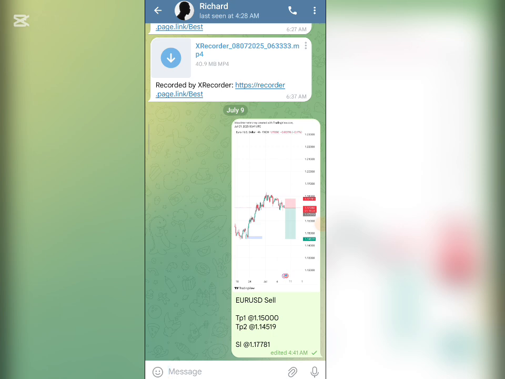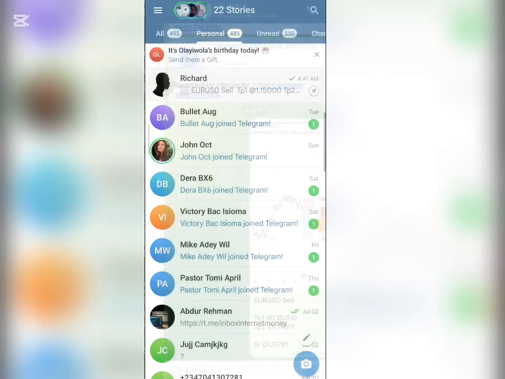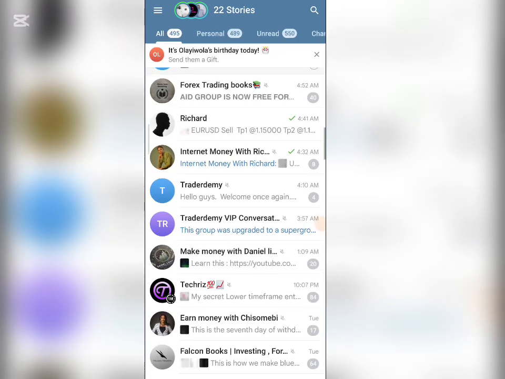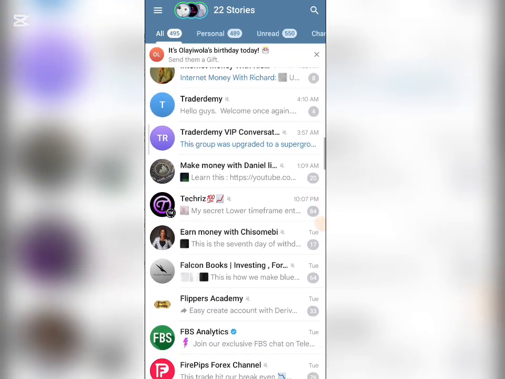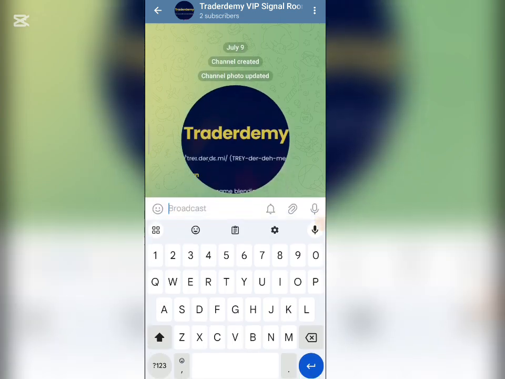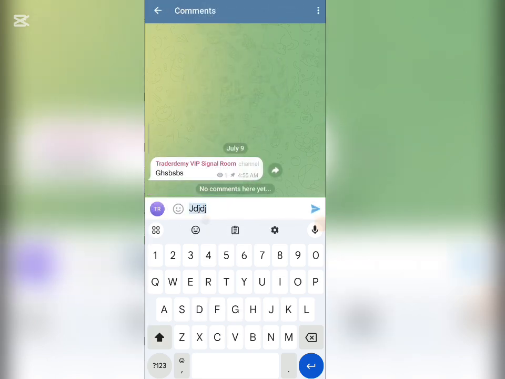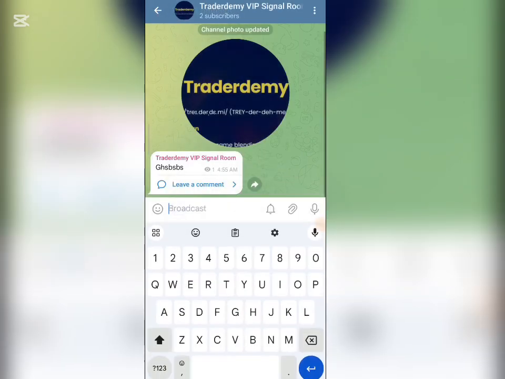In the Telegram channel, you will see a group there. Let me try to show you. You see a group there, Trader Demi conversation. So let's see, I sent a message, so you can tap on leave a comment, and then you can ask your question there. People would respond to you personally. I would also respond to you. So you can ask, boss, is this okay? Can I still enter the trade? And I'll let you know if you can enter the trade or not.